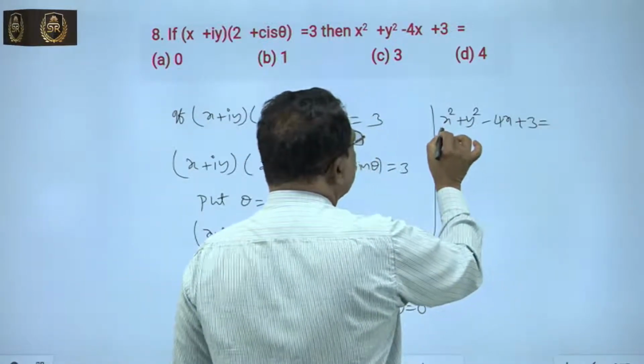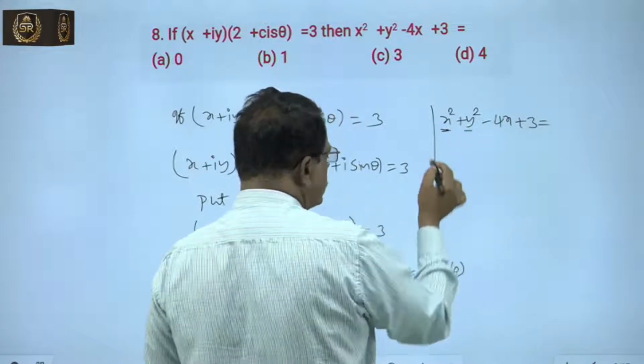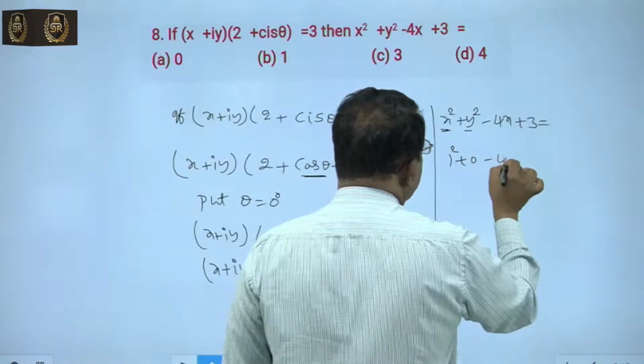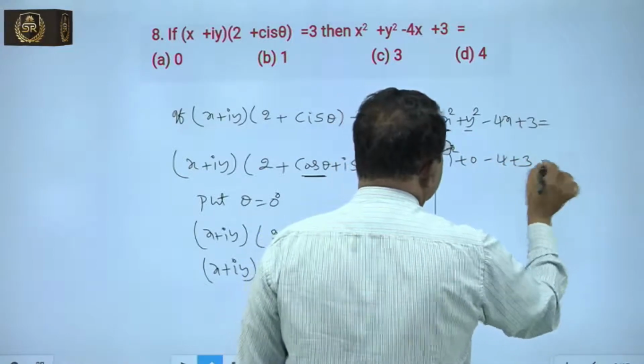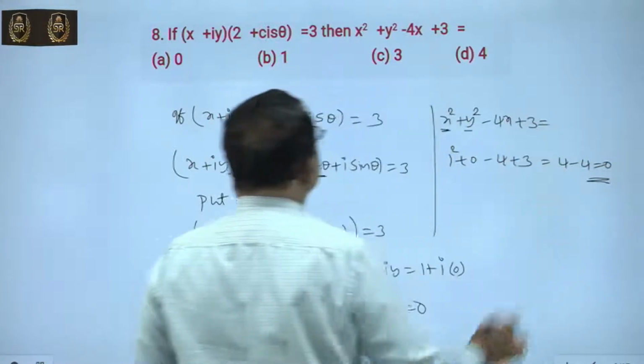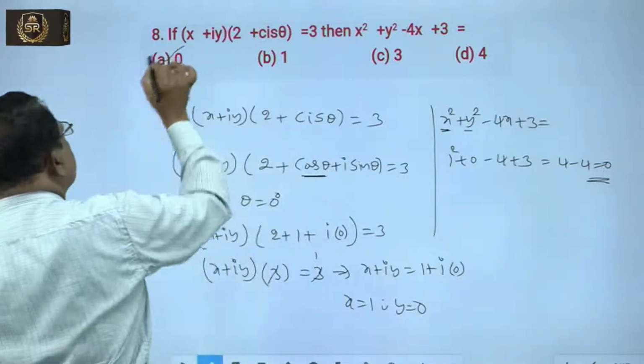Now substitute the values x equals 1 and y equals 0: 1 square plus 0 minus 4 plus 3, that equals 4 minus 4 equals 0. The answer is 0, the first option.